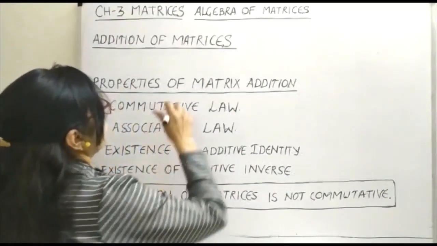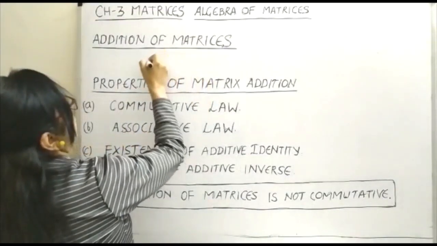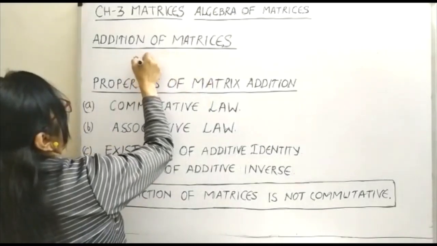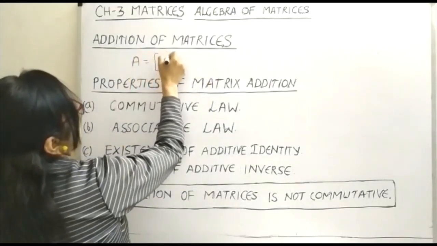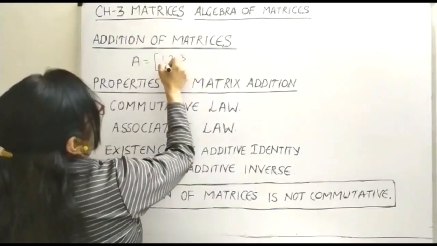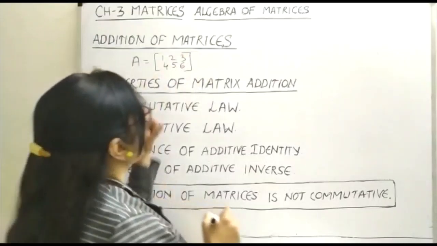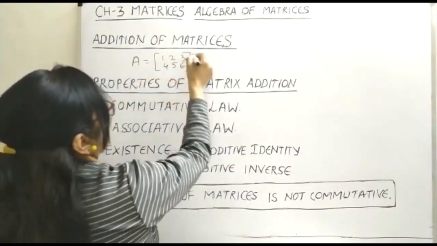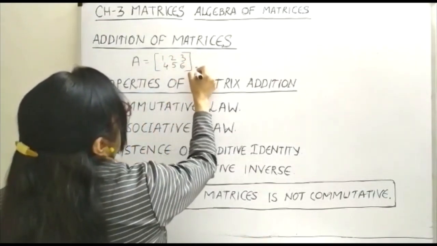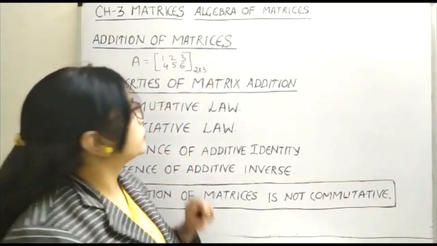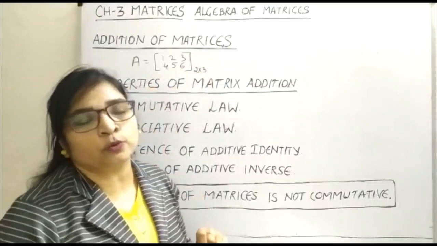Now let us see one example. Suppose we have a matrix A, that is 1, 2, 3, 4, 5, 6. You know the order of the matrix: how many rows are there? You can see there are 2 rows, and how many columns? There are 3 columns. So the order of the matrix A is 2 into 3.